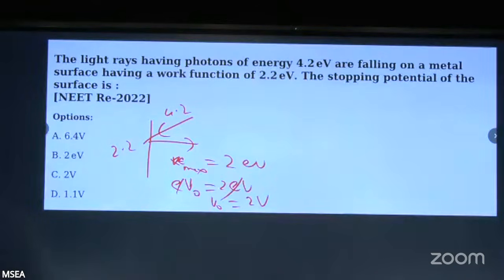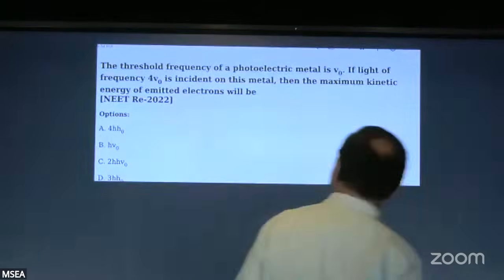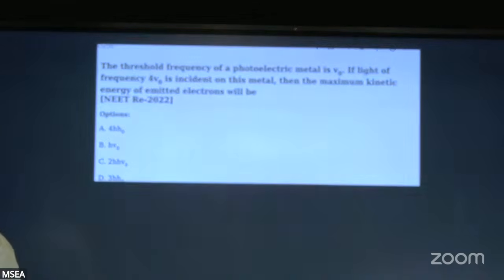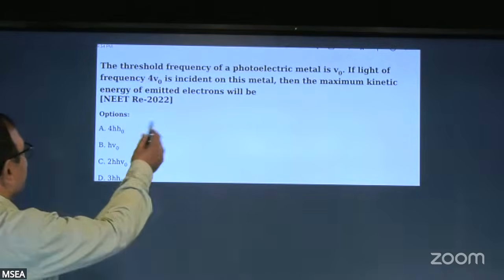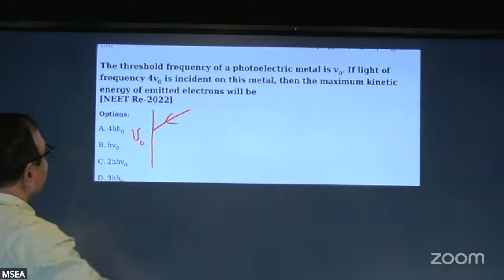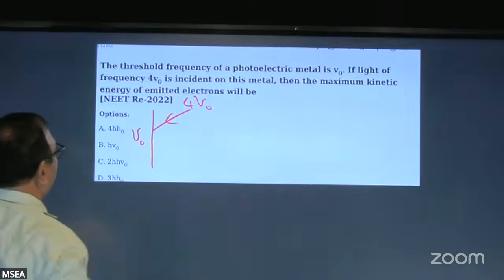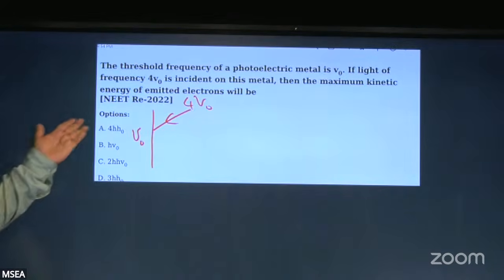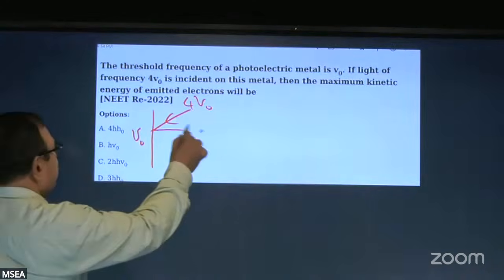Okay, so we move on to the next slide. Like this they are asking questions. Let us see. We go to the next slide. This one is also very simple. This is from 2022: the threshold frequency of the photoelectron is nu naught. A light of frequency 4 nu naught is falling on it. The maximum kinetic energy of the emitted photoelectron is asked.